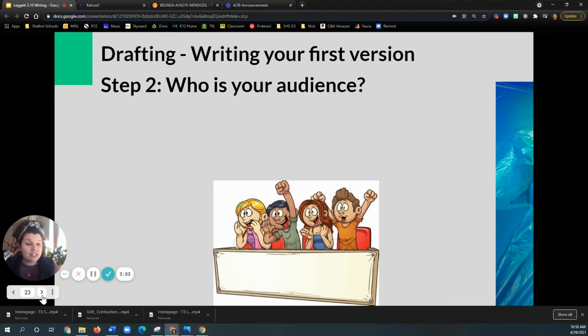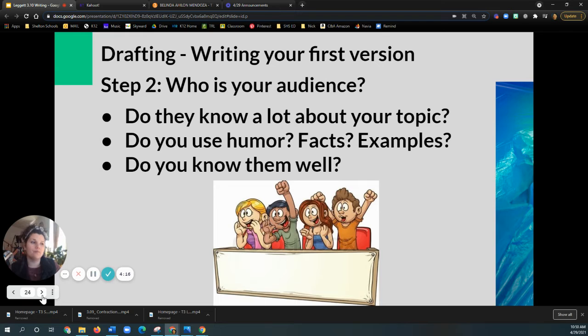This is where the new stuff comes in. So we've talked about pre-writing steps before. That was just a nice little review from last trimester. When it comes to drafting, you also have to think about who your audience is because that determines what tone of writing you use. So whether or not you are writing in a formal tone or an informal tone. And you have to think about these questions.